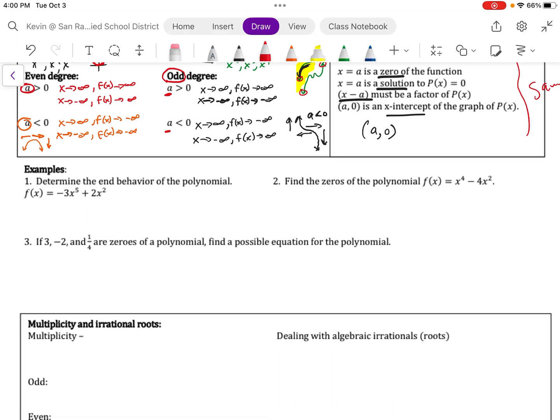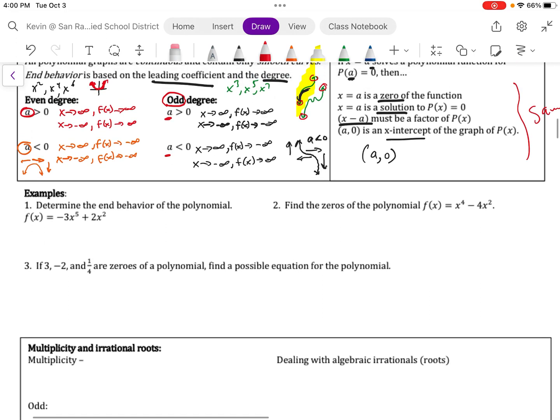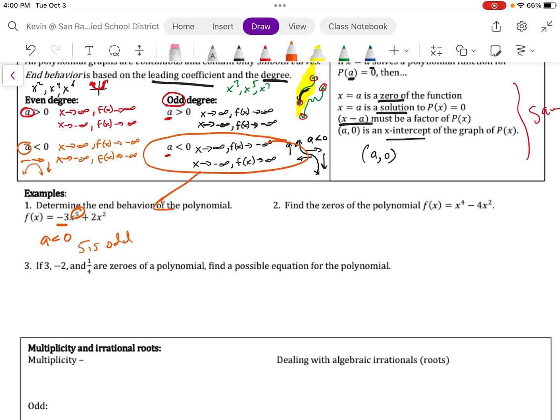Determine the end behavior of the polynomial. First of all, I noticed that it is odd, it's a 5th degree. And then I also noticed that a is negative, so a is less than 0, and 5 is odd. So we're looking at this situation right here. Determine the end behavior of this.